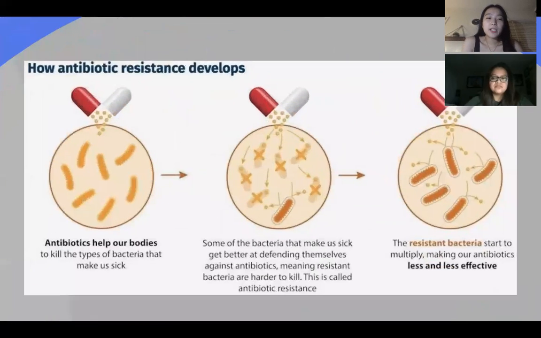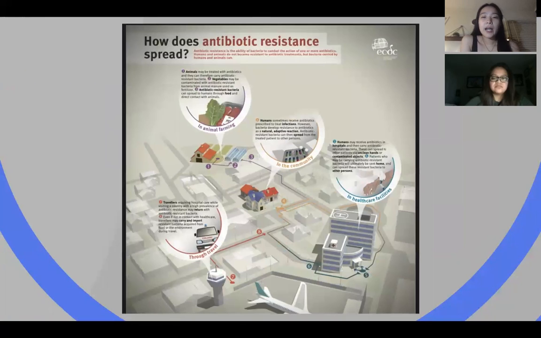So this picture shows how antibiotic resistance develops in the body and takes over. Next, and this is how antibiotic resistance spreads. It can be from the food that you consume or in the hospital when you're birthed and all that.